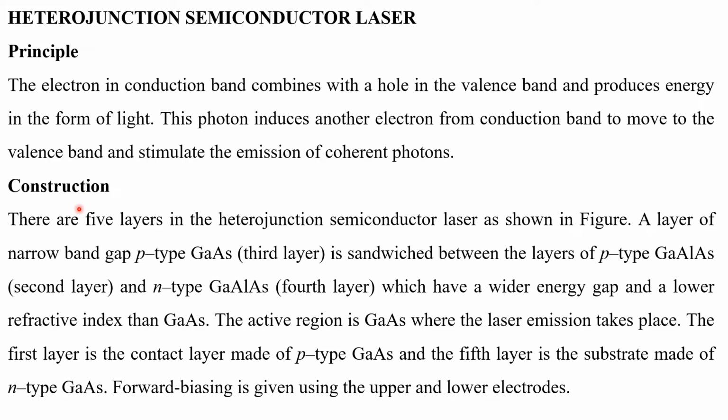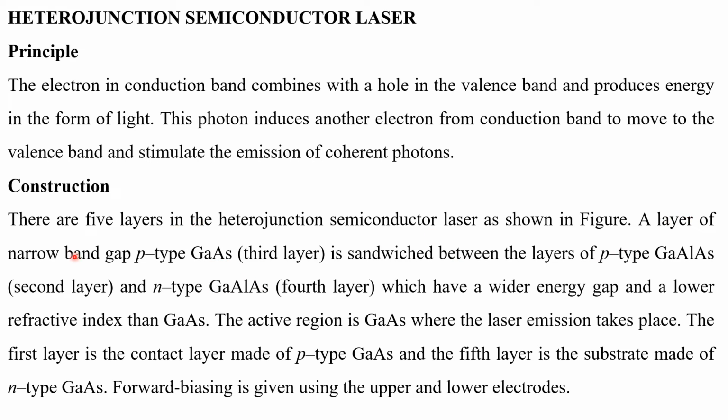Construction. Here, two different materials are used: gallium arsenide and gallium aluminum arsenide. Gallium arsenide has a high refractive index, while gallium aluminum arsenide has a low refractive index. Gallium arsenide has a low band gap, while gallium aluminum arsenide has a high band gap.